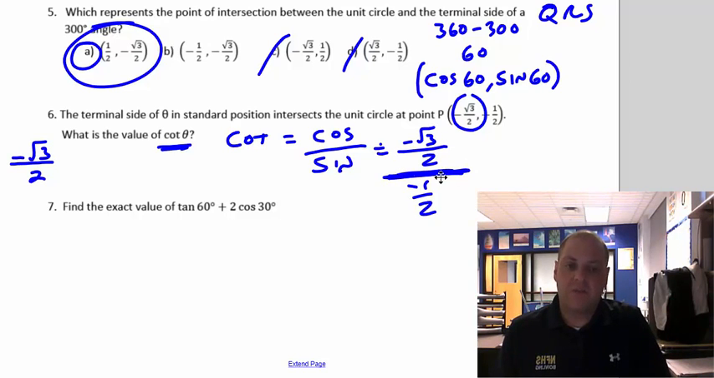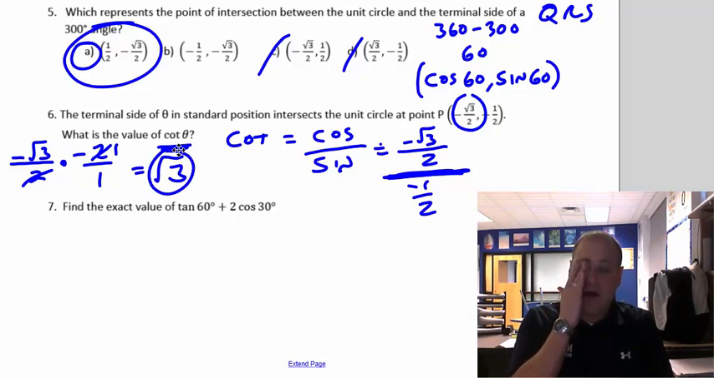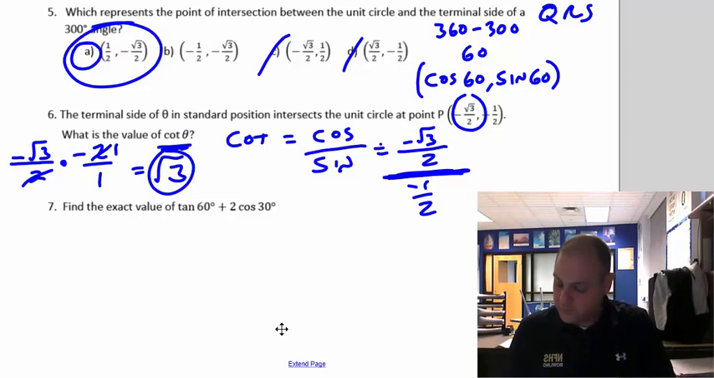Keep, change, flip. We're going to change that to multiplication, and then we're going to flip this, negative 2 over 1. My 2's cancel out. This becomes negative 1. Negative radical 3 times negative 1 is just positive radical 3. So you should get positive radical 3 for that one.